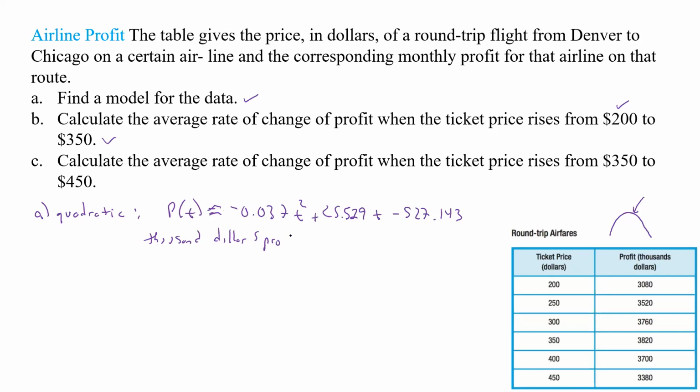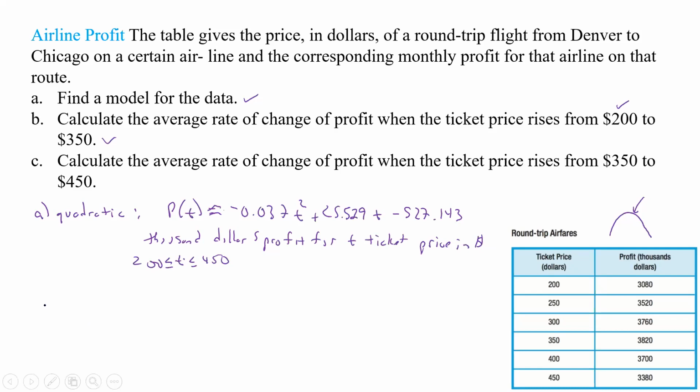Profit for T, ticket price in dollars, and it's for T less than or equal to 450, but greater than or equal to 200. Okay, so all that is what we need.